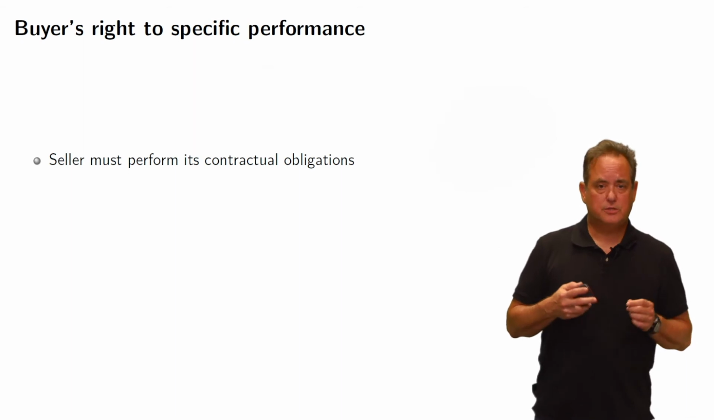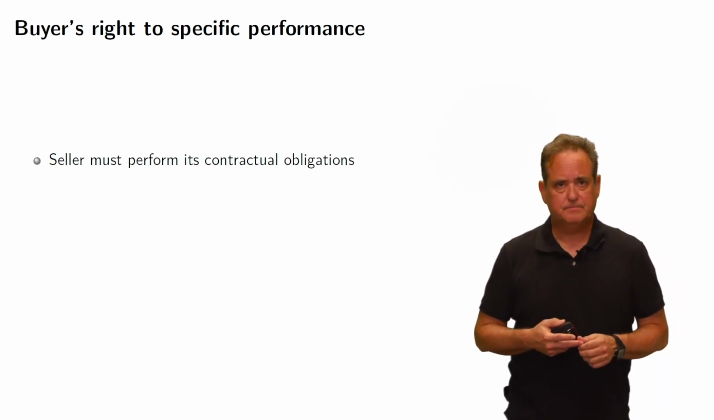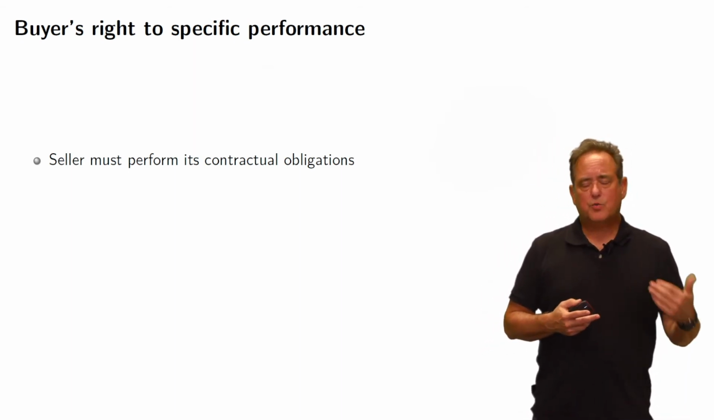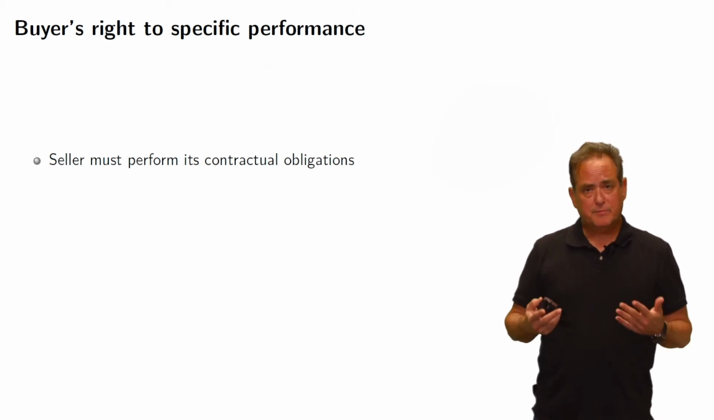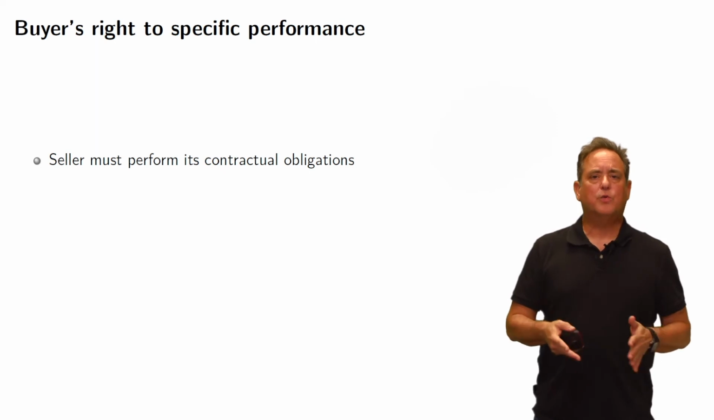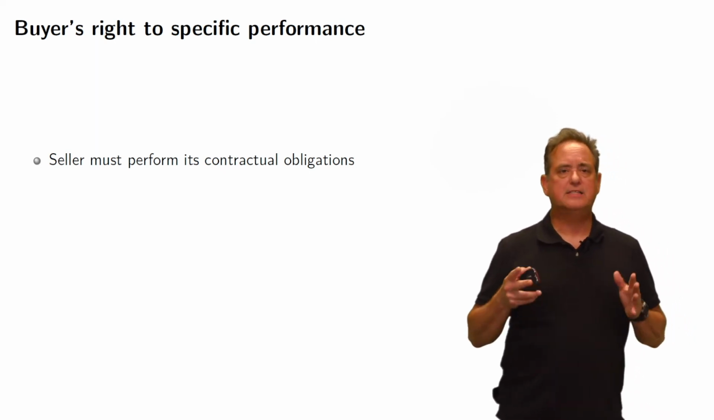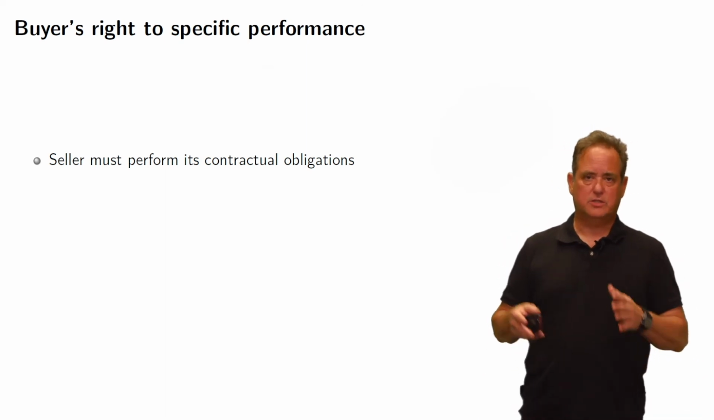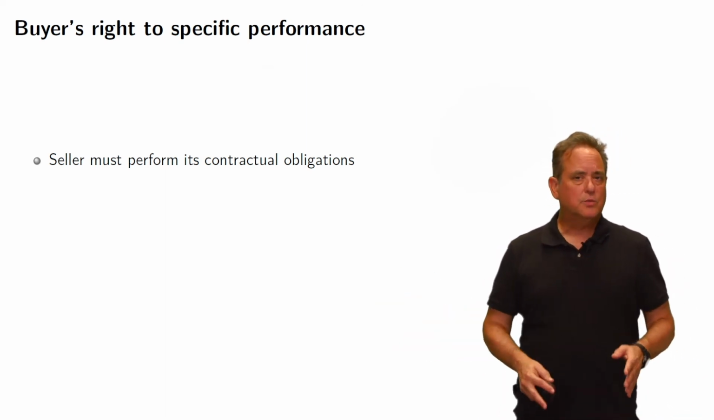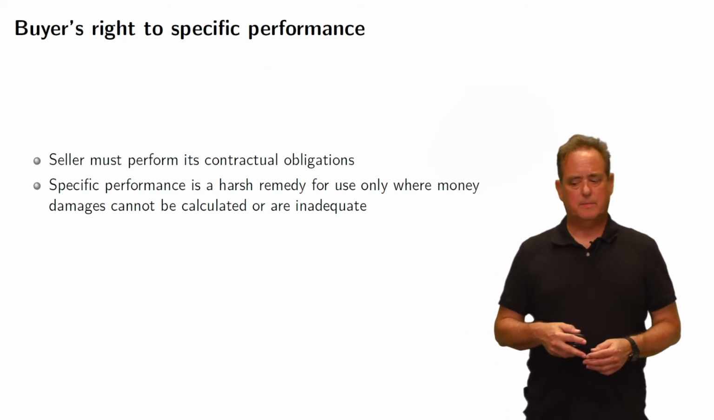Let's talk about each remedy in a little bit more detail. The buyer's right to specific performance. Specific performance means do what was called for in the contract, meaning a seller must perform its contractual obligations. The seller must do what the contract called for.